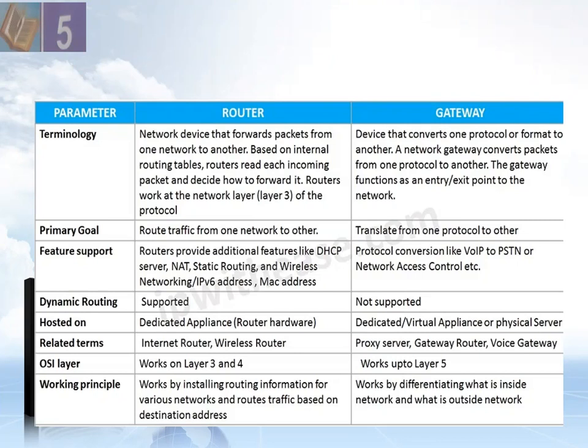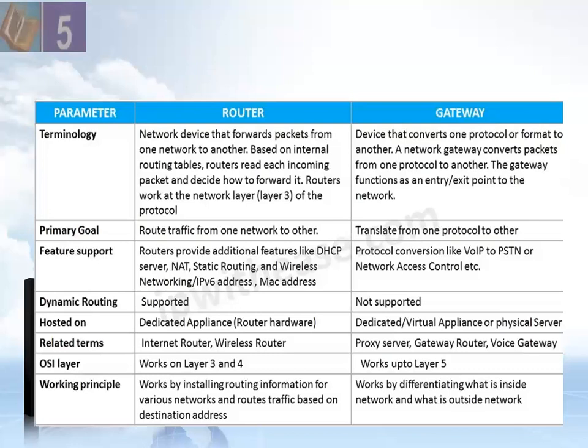A router provides additional features like a DHCP server, NAT, static routing, wireless networking, and IP version 6 addressing, while a gateway provides protocol conversion like VoIP to PSTN, or network access control. A router supports dynamic routing; in a gateway it is not supported. A router is a dedicated hardware appliance, while a gateway is a dedicated virtual appliance or physical server. Router examples are the internet router and wireless router, while for the gateway there are proxy server, gateway router, and voice gateway.